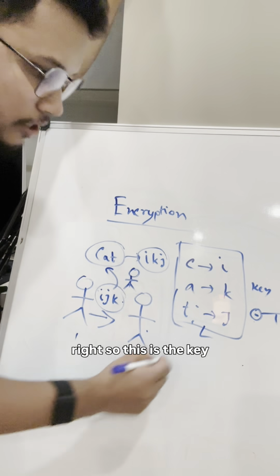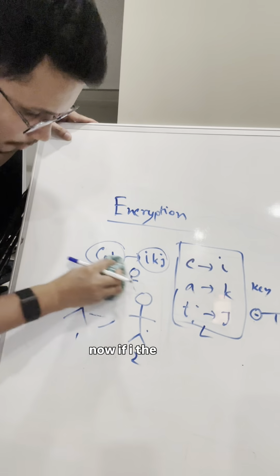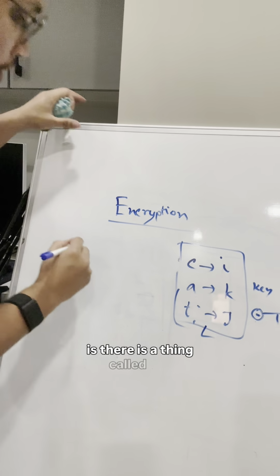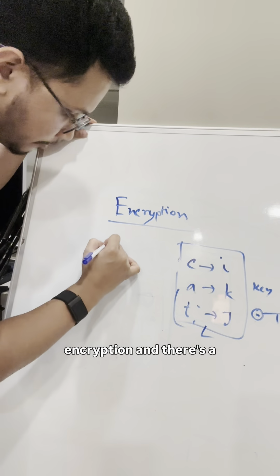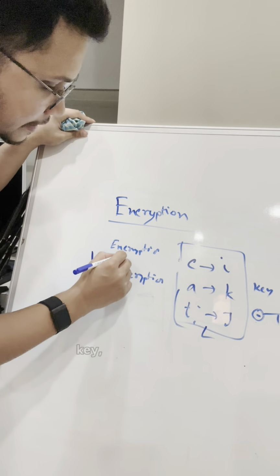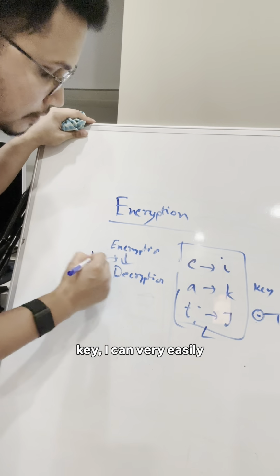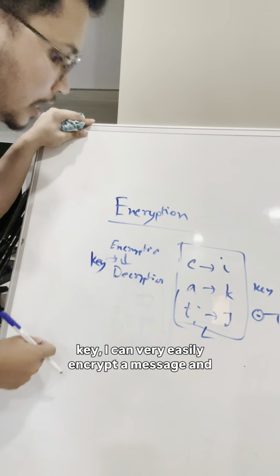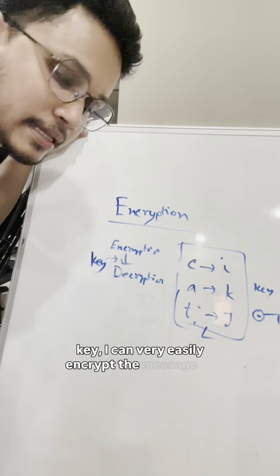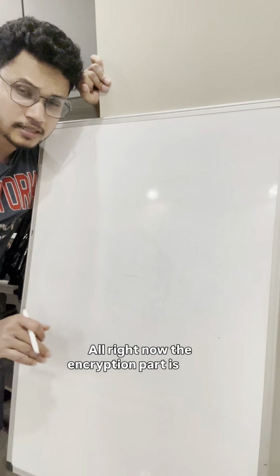So this is the key. The most important part you have to understand from this story is there is a thing called a key, and there is a process called encryption and a process called decryption. With the help of this key, I can very easily encrypt a message, and with the help of the same key, I can very easily decrypt the message as well. Now the encryption part is done.